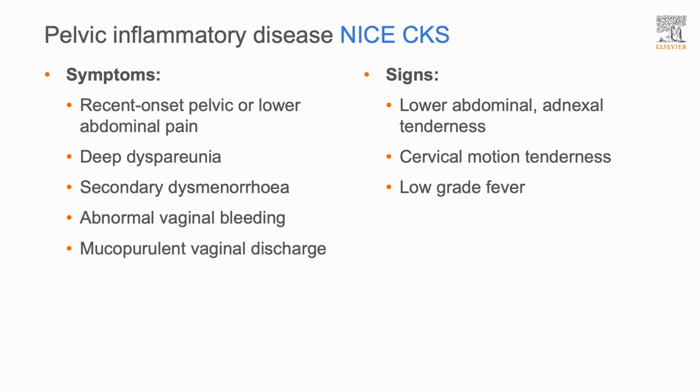So clinical features of pelvic inflammatory disease include recent onset pelvic or lower abdominal pain, deep dyspareunia, so pain on sexual intercourse, secondary dysmenorrhea, abnormal vaginal bleeding, and mucopurulent vaginal discharge. Signs include lower abdominal adnexal tenderness, cervical motion tenderness, and a low-grade fever, features that we saw in this stem.